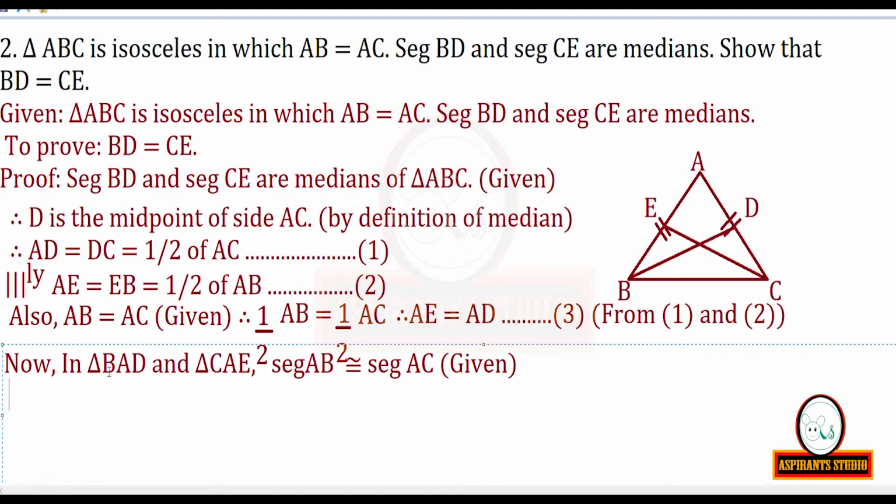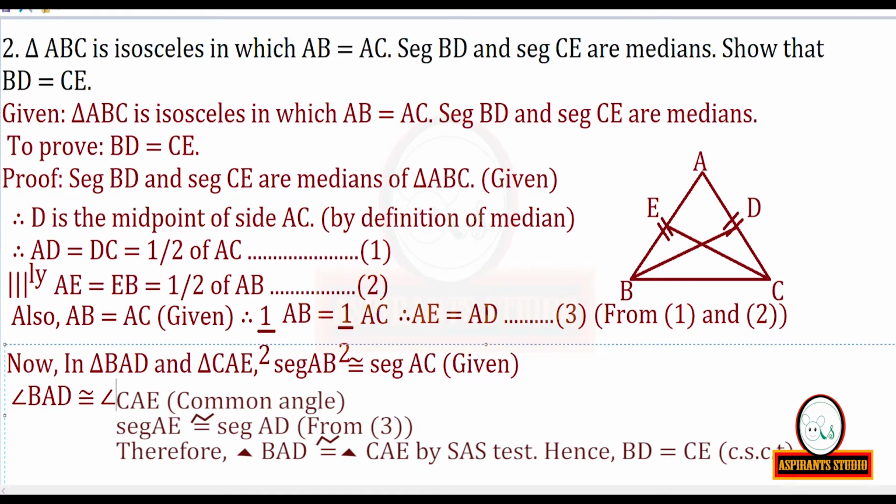Look at the figure. Angle BAD is congruent to angle CAE. The reason is common angle. Also we have from equation 3, segment AE is congruent to segment AD. Therefore, by SAS test, triangle BAD is congruent to triangle CAE. Therefore, corresponding sides of congruent triangles will give you the result. Segment BD is congruent to segment CE. Hence, BD is equal to CE.